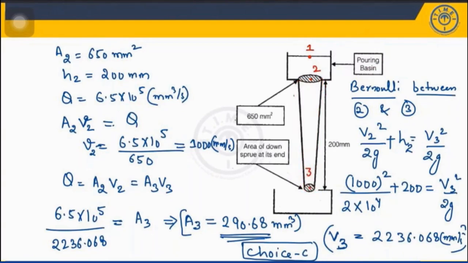Now, why do we use the Bernoulli equation? Because at one point you know the velocity. For the other point, if you want to calculate some unknown parameter, you have to use the Bernoulli equation, no? Because the molten liquid metal is flowing. Understood?